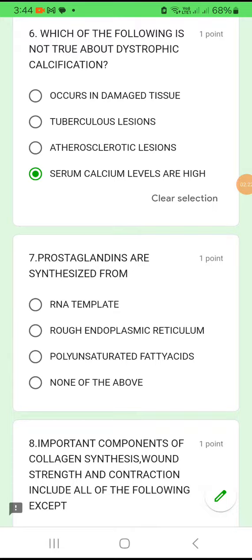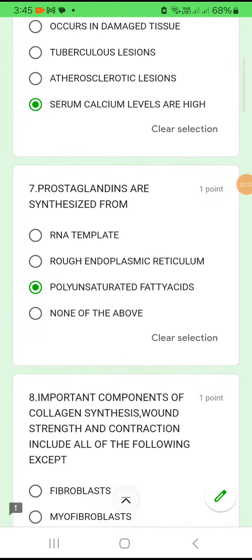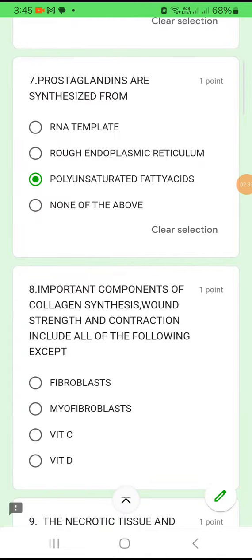Question number 7. Prostaglandins are synthesized from RNA template, rough endoplasmic reticulum, polyunsaturated fatty acids, or none of the above. Prostaglandins are a product of polyunsaturated fatty acids, option C.